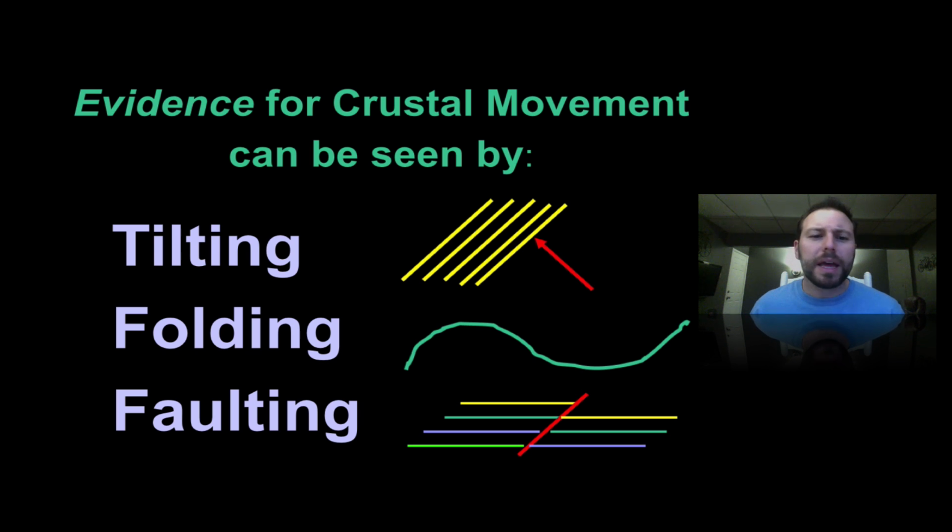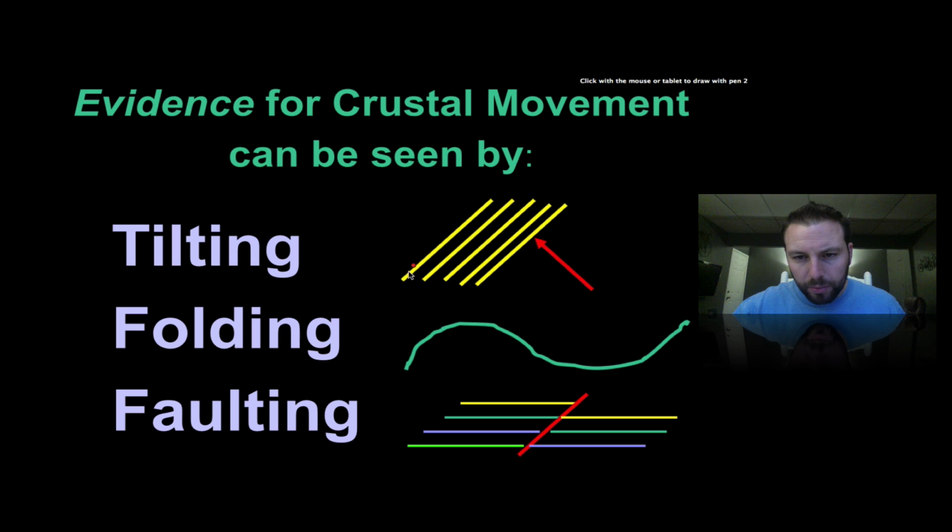Today we're going to move on to crustal movement, or evidence of crustal movement resulting in earthquakes. Evidence of crustal movement can be seen by a number of different geologic features that we can easily pick up looking at any outcrops or rock layers. Evidence of crustal movement can be seen as tilting, folding, or faulting. And they're pretty easy. Their names just like they apply what they are.